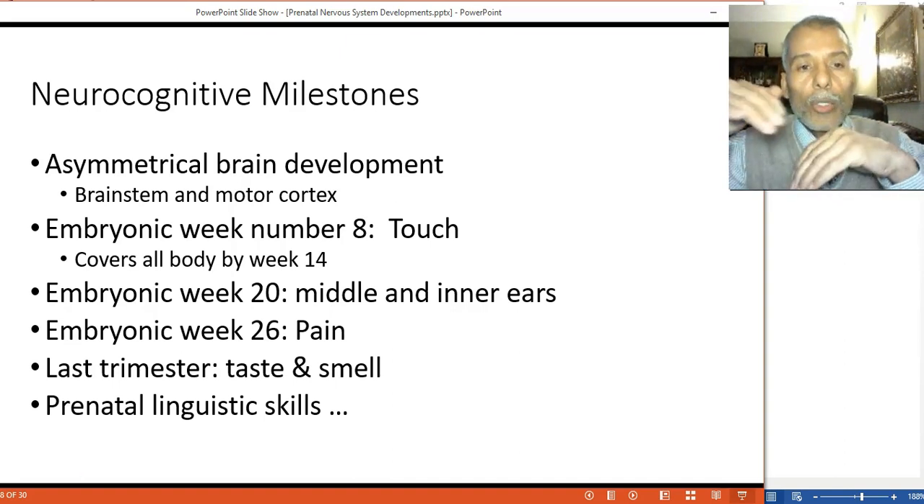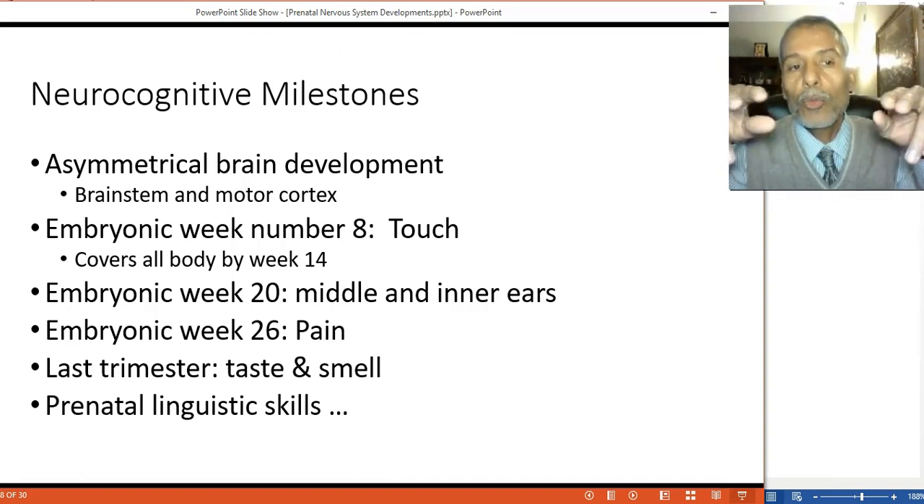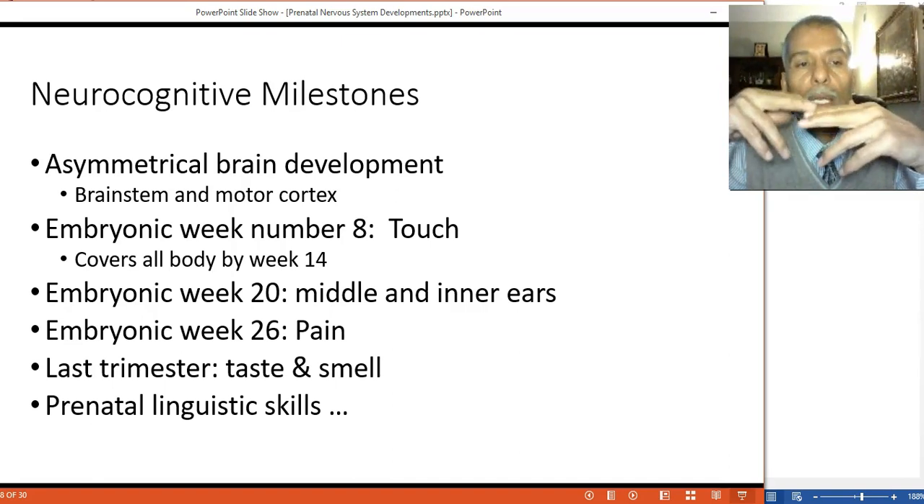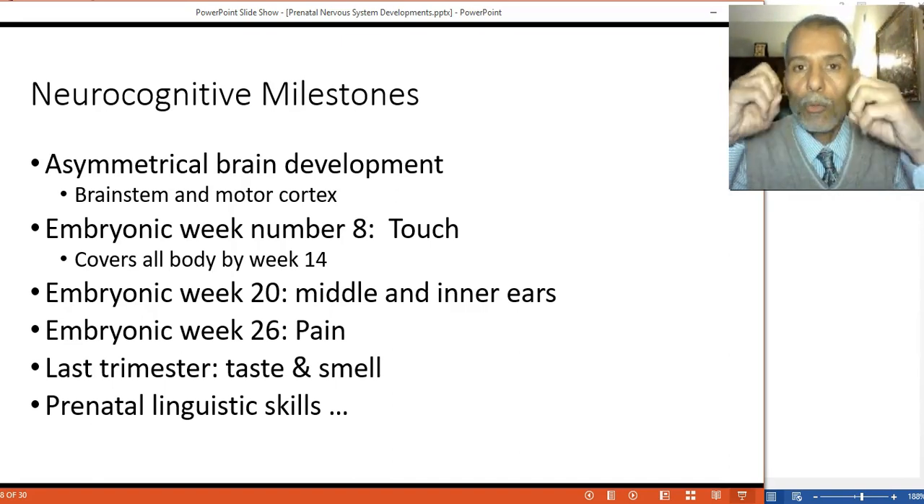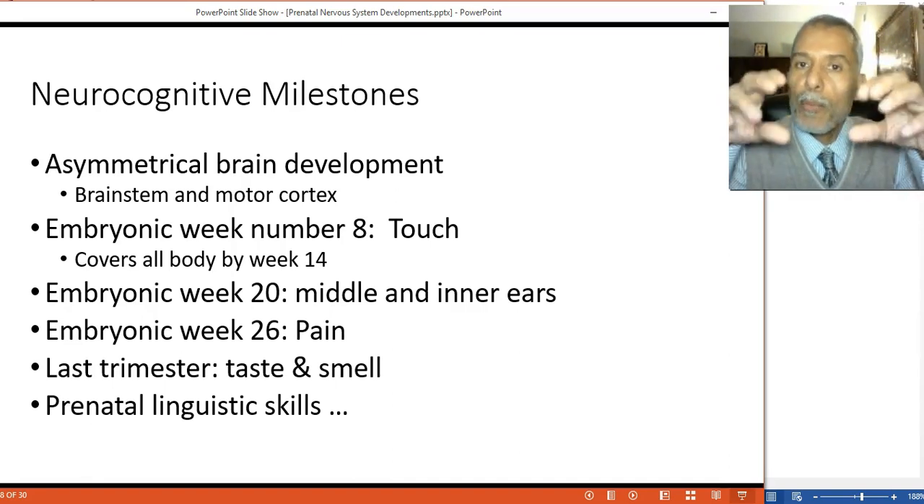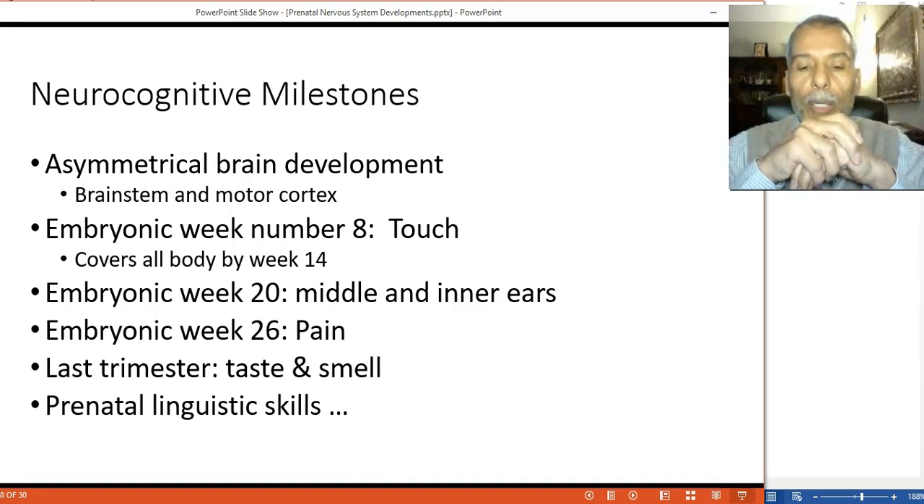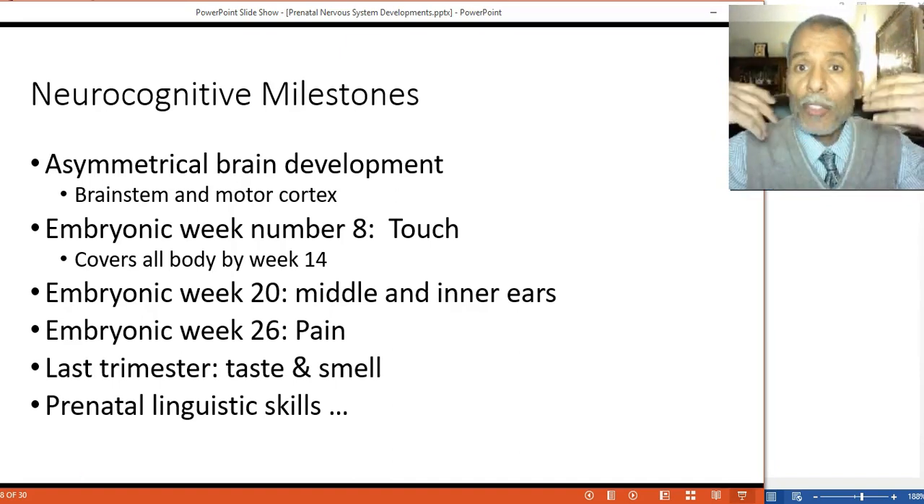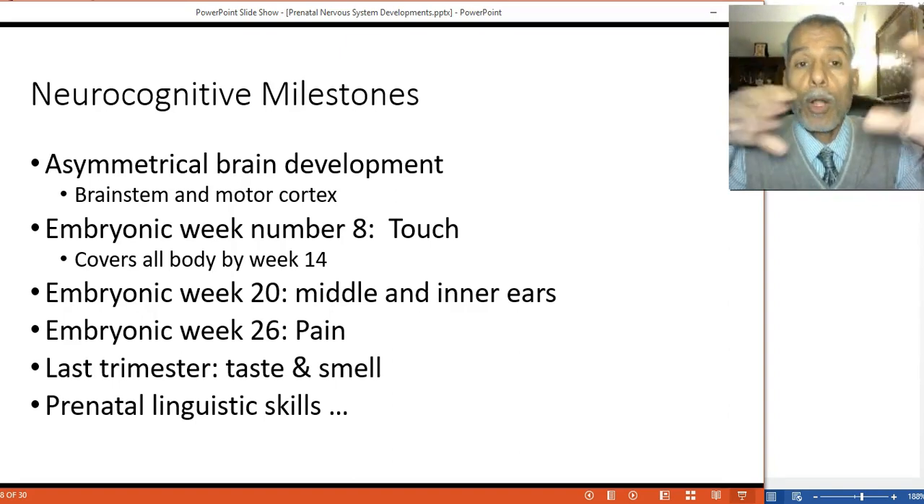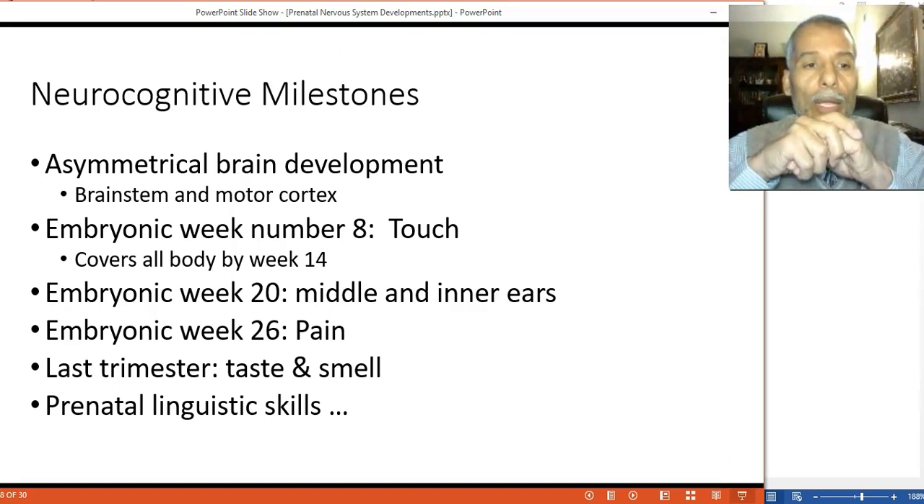So also you have the motor cortex. These two areas experience a significant, accelerated growth prenatally before the baby is born. And after birth, for example, you have a faster growth in the cerebellum and other areas.